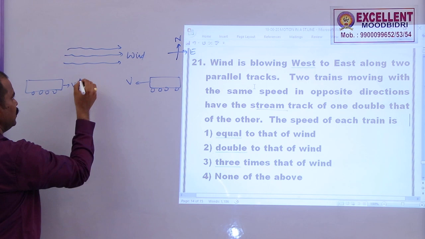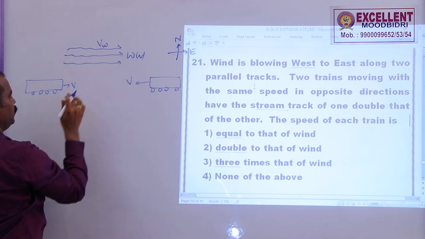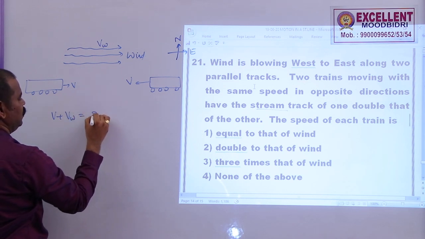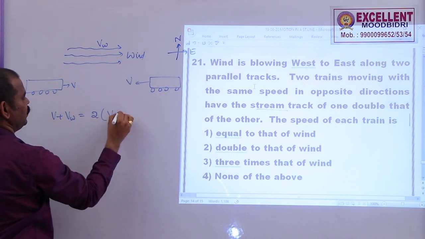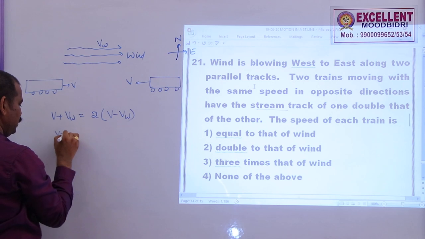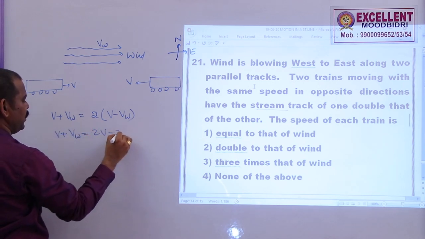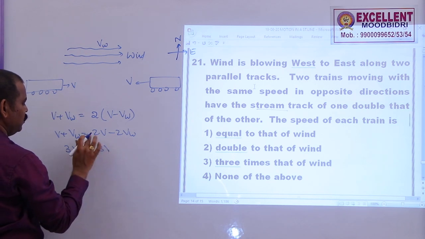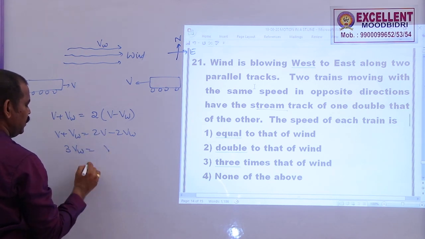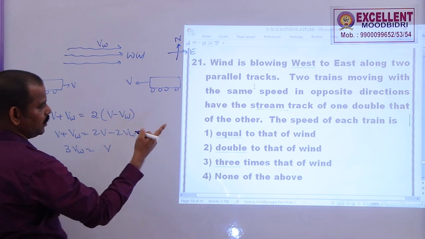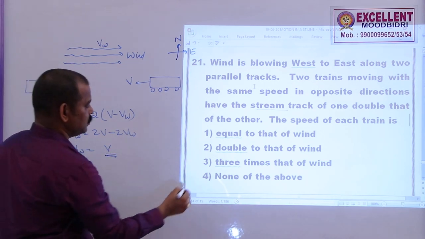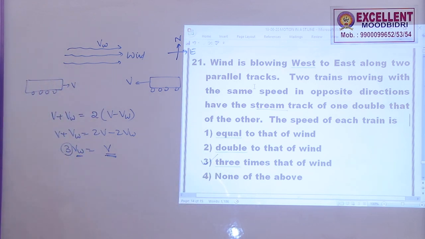Steam track means, let us say the velocity of wind is vw. The net velocity is given by v plus vw, which is equal to twice that of the other one, that is v minus vw. v plus vw is equal to 2v minus 2vw. So, 3vw is equal to 2v minus v, that is v. What they are asking is the velocity of each train: 3 times the velocity of the wind. So, 3 times that of wind, option 3 is correct.